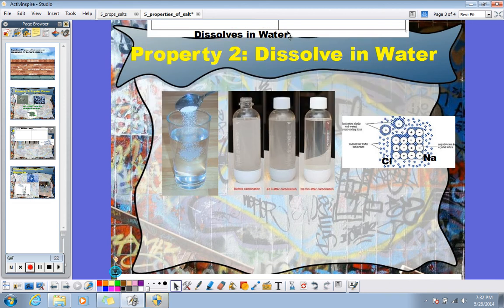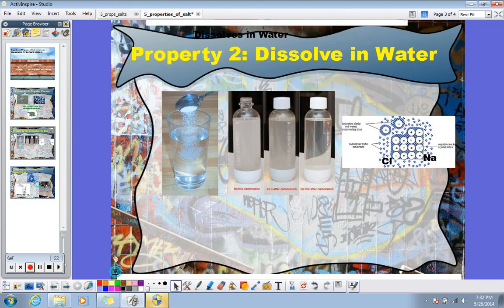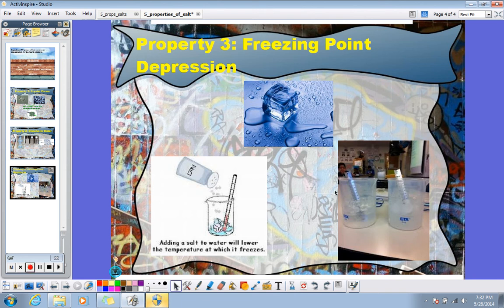And then let's move on quickly to property number 3. Property number 3 is what we're really interested in here today. Freezing point depression. What freezing point depression means is that when you put salt into ice water like we see here, the temperature of the ice water will go down because adding salt to water will lower the temperature at which it freezes. It makes the ice or the water freeze at a lower temperature.